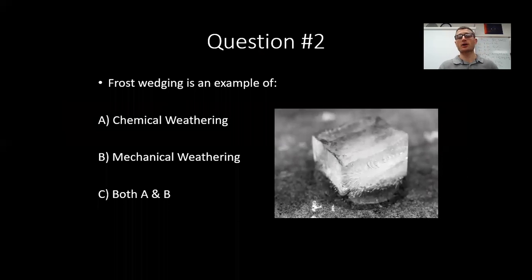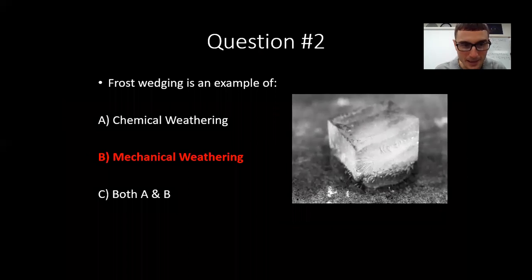Okay. Quick question, guys. Frost wedging is an example of which? A, chemical weathering, B, mechanical, or C, both A and B. Pause video, think about it. Answer is going to be B, mechanical.